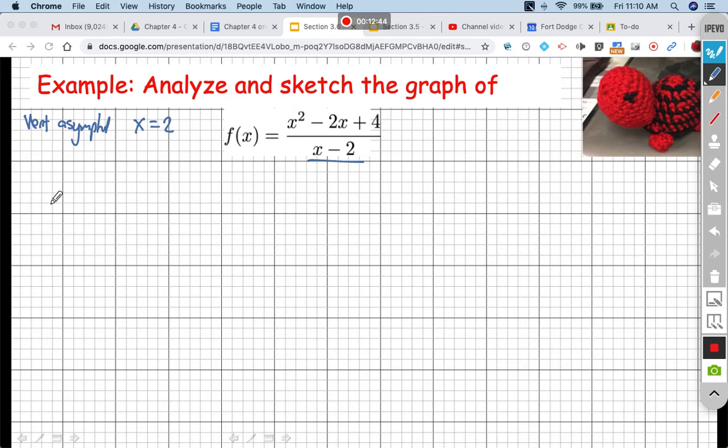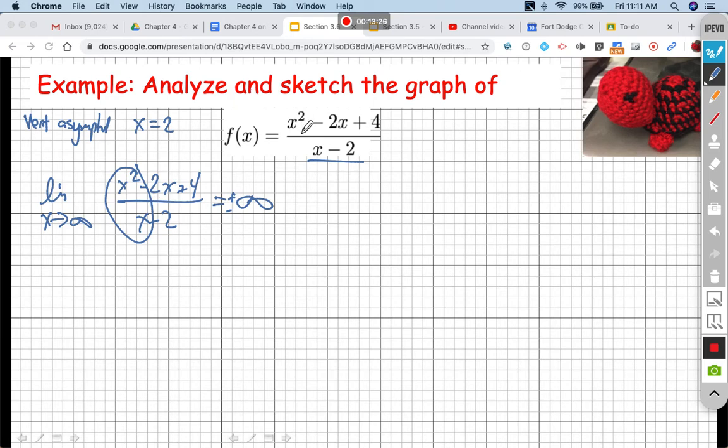I'm going to look for end behavior, so I'm going to look at the limit as x approaches infinity of x squared minus 2x plus 4 over x minus 2. I'm just going to look at this and say numerator is second degree, denominator is first degree, so this is going to go to infinity. It can go over to either plus or minus infinity. So I've got to think, well, which way are we going? Because we know we're going to infinity.